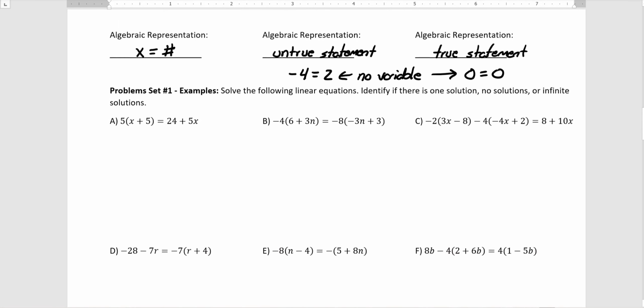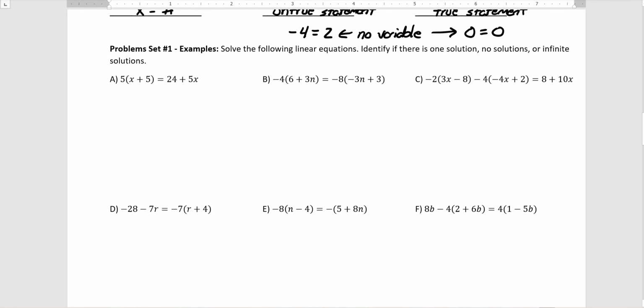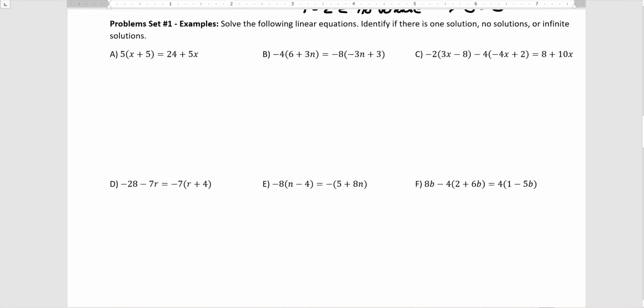Solve the following linear equations. Identify if there's one solution, no solution, or infinite solutions. All right, let's start with letter A here. So letter A, not everything here is divisible by 5, so let's go ahead and multiply out that 5. So we'll have 5x plus 25 equals 24 plus 5x.